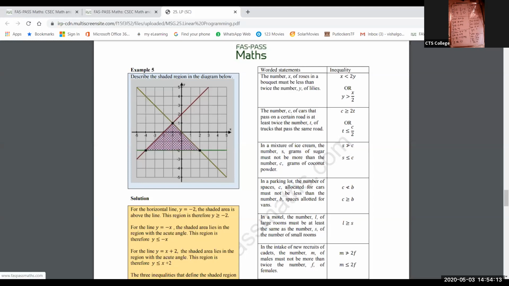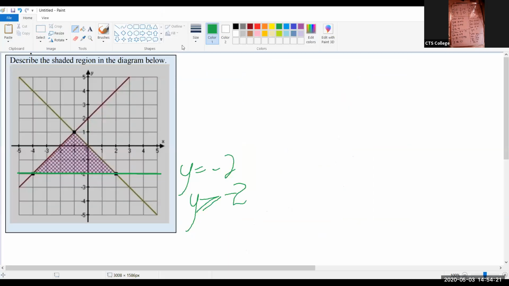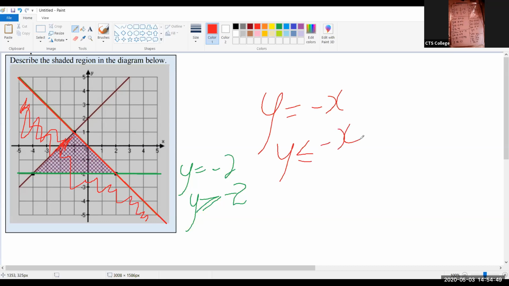So, and of course, let me show you all that in Paint. So the line y is equal to negative x will be this red line here coming down, right? And of course, as you can see, it's to the bottom here that we're shading, right? So it's less than. You follow? So y is less than or equal to negative x, because as you can see, that's a solid line. Y'all following?